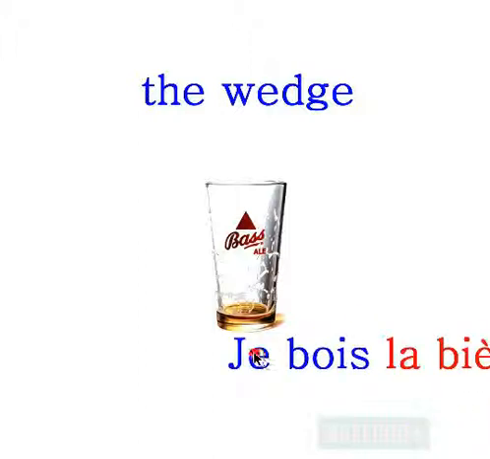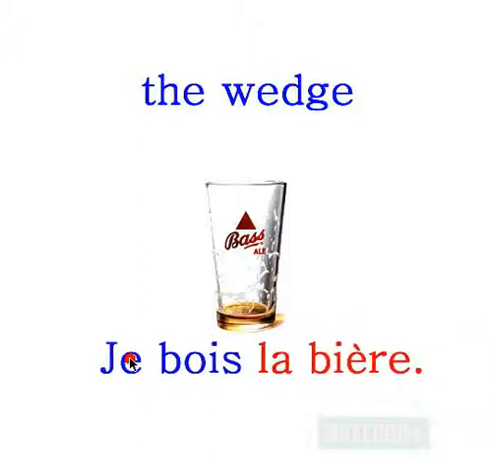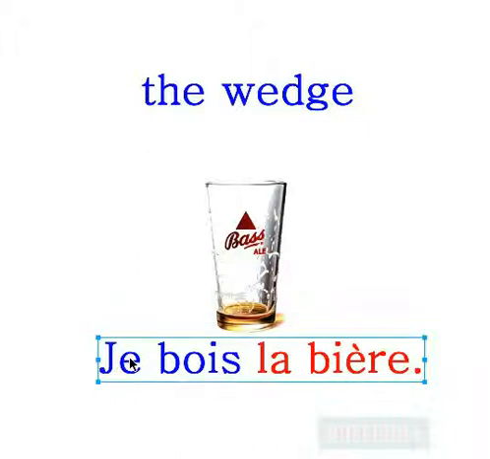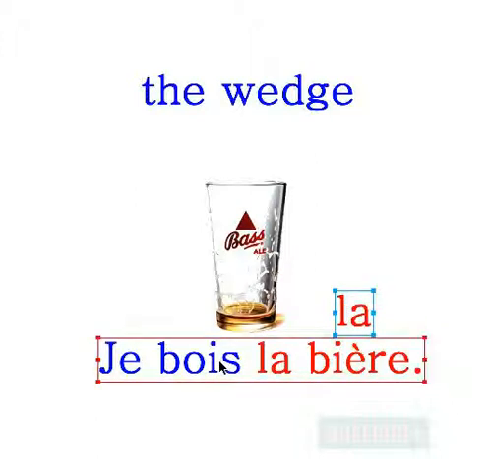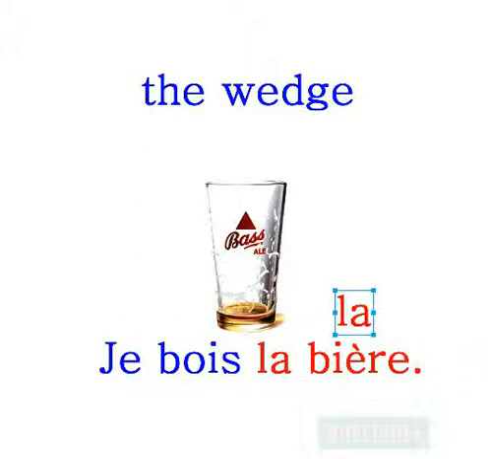Okay, how about this one here? Je bois la bière. Well, we've learned that if we want to replace la bière, we can replace it with a small word. Okay, that's what a pronoun is. It's a word that replaces one or many bigger words. Je bois la bière. Well, what's the direct object pronoun? It's la. So we're going to take that la and put it in its new place.